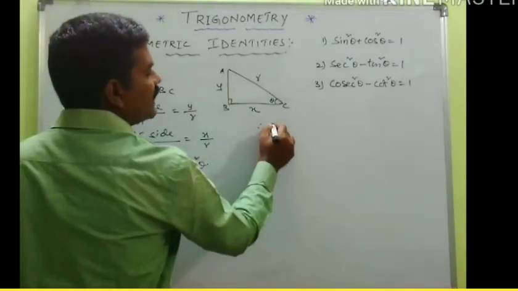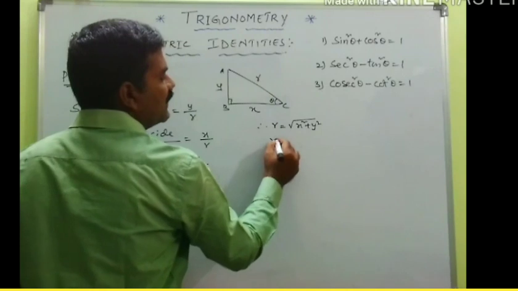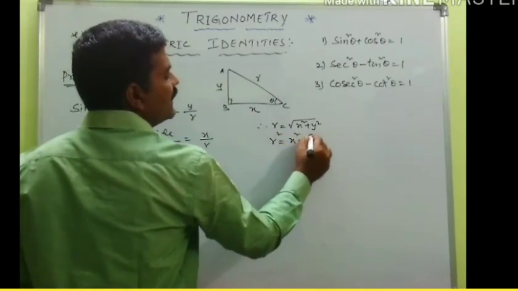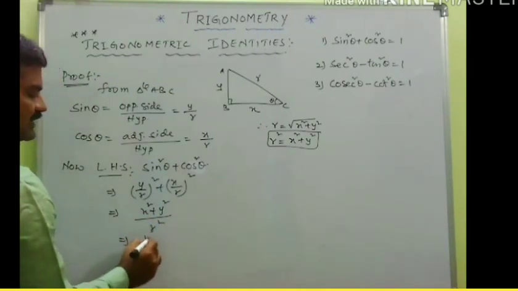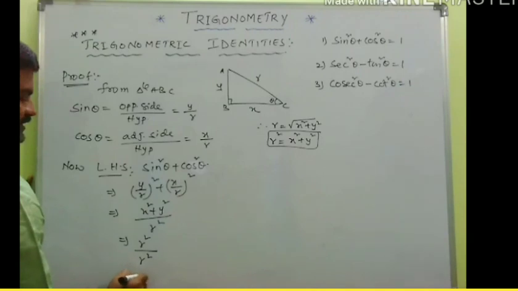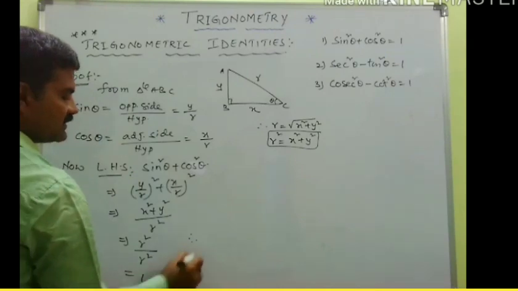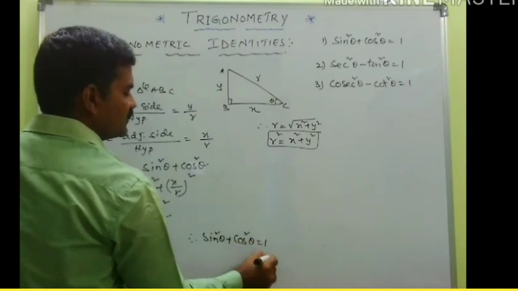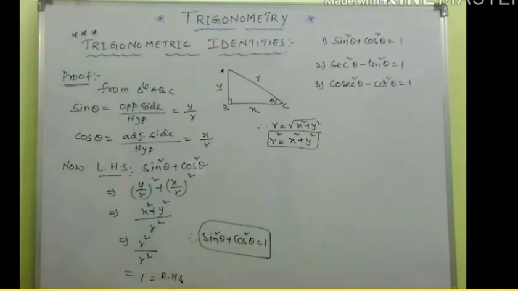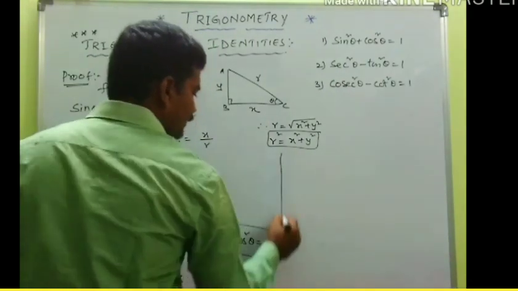And everybody knows here R is nothing but root of X square plus Y square according to Pythagoras, and R square value is nothing but X square plus Y square. Hence X square plus Y square I can replace by R square, and R square by R square is equal to 1. Therefore, which is nothing but RHS. So hence sine square theta plus cos square theta equals 1 is identity number 1. Similarly, let us see the proof of the second one.